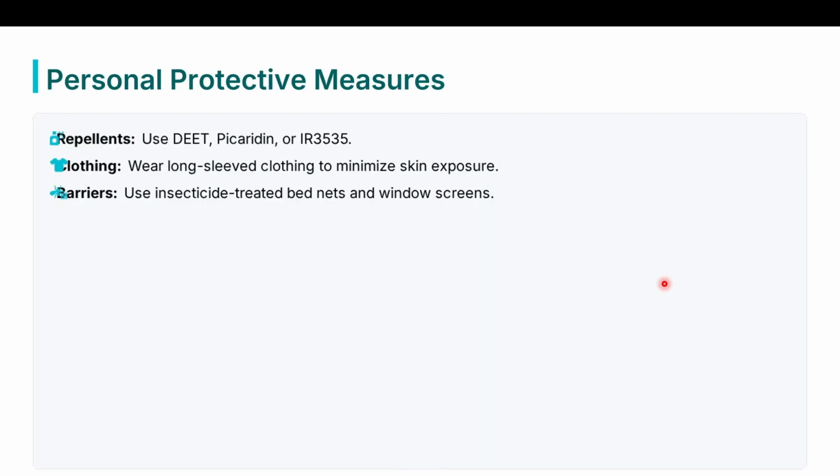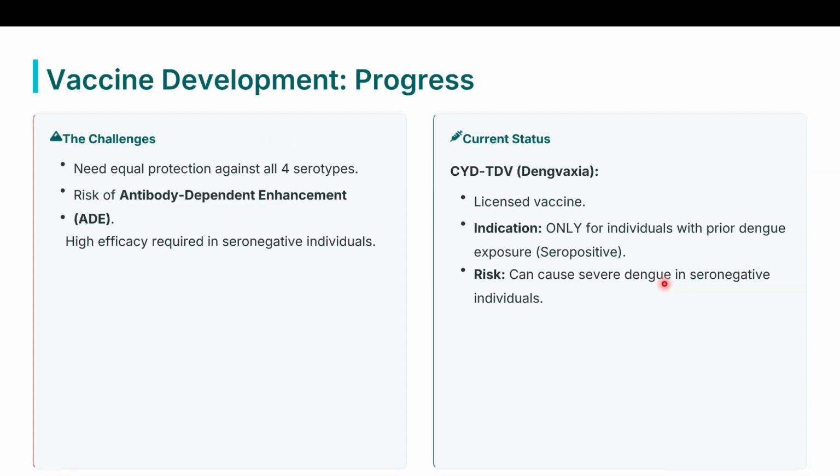Personal protective measures are always used. DEET and IR3535 are used as repellents. Clothing: wear long-sleeved clothing in endemic regions to minimize skin exposure and mosquito bites. Always use barriers: use insecticide-treated bed nets and window screens to prevent mosquito bites. Vaccines are in the pipeline.